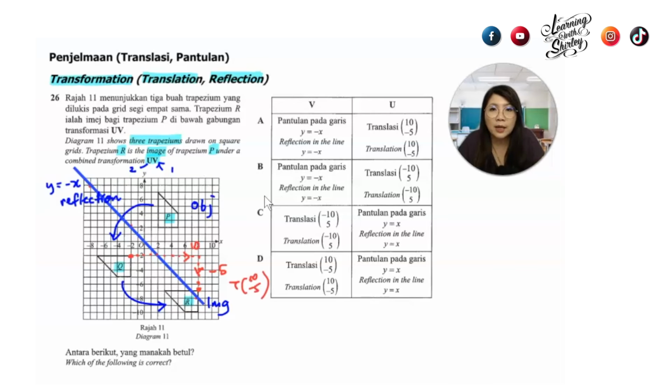So let's look at the options given, A, B, C, D. The first one is reflection, reflection, reflection. y equals -x, y equals -x. So C and D are incorrect because it's reflection first, not translation. And then U will be translation. So translation of 10, -5. And then this one is -10, 5, no. So the answer confirmed is A.